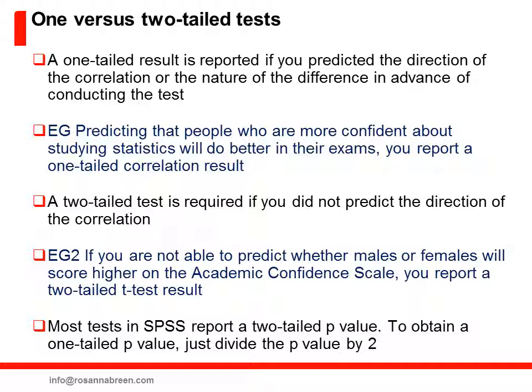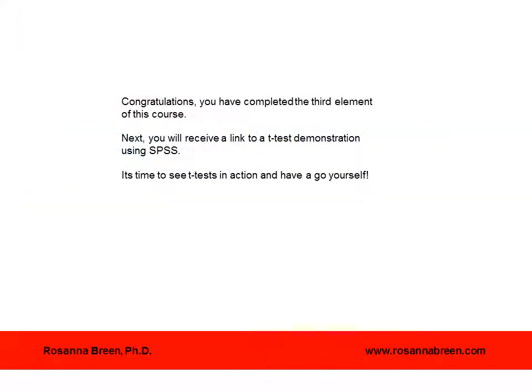Most tests in SPSS report a two-tailed p-value. If you want to obtain a one-tailed p-value, just divide the p-value by 2. I'll show you that when we do a demo next.